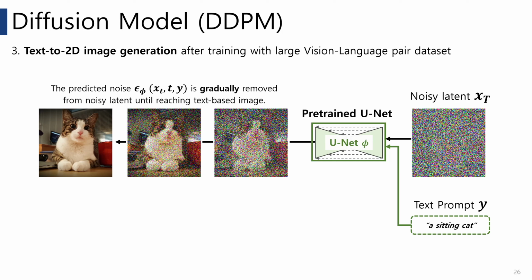Once the diffusion model is trained on a large vision and language pair dataset, it can generate 2D images from text prompts. The denoising process acts as the generation pipeline. By providing the noisy latent and the text prompt as inputs, the UNet predicts epsilon phi. Gradually removing this predicted noise step by step until time step 0 results in a text-guided image.